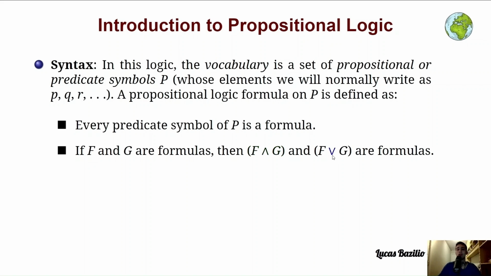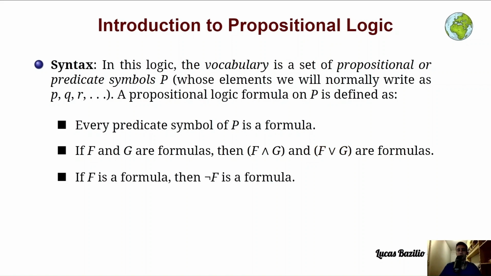We then have the disjunction operation. The symbol that we see in blue now is called the logical OR, and it represents the disjunction operation. And so this resulting formula is true if at least one of F or G is true. We are going to talk more about truth values later.